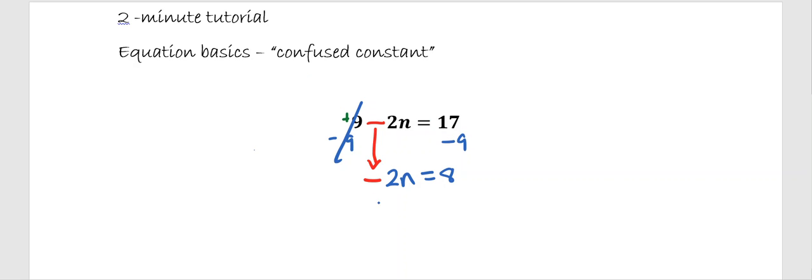This is the second step of a two-step equation. We'll undo our multiplying by dividing both sides by negative 2. My negative 2's will cancel. I will get down to solving for n.